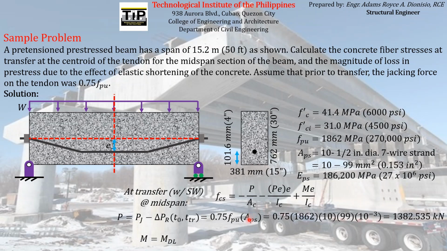So now we will be concerned with the M here, which is again a transfer with self-weight. We know that the M here on the formula is just equal to the moment due to the dead load or self-weight itself. But the problem here is there is no self-weight or dead load magnitude directly given.